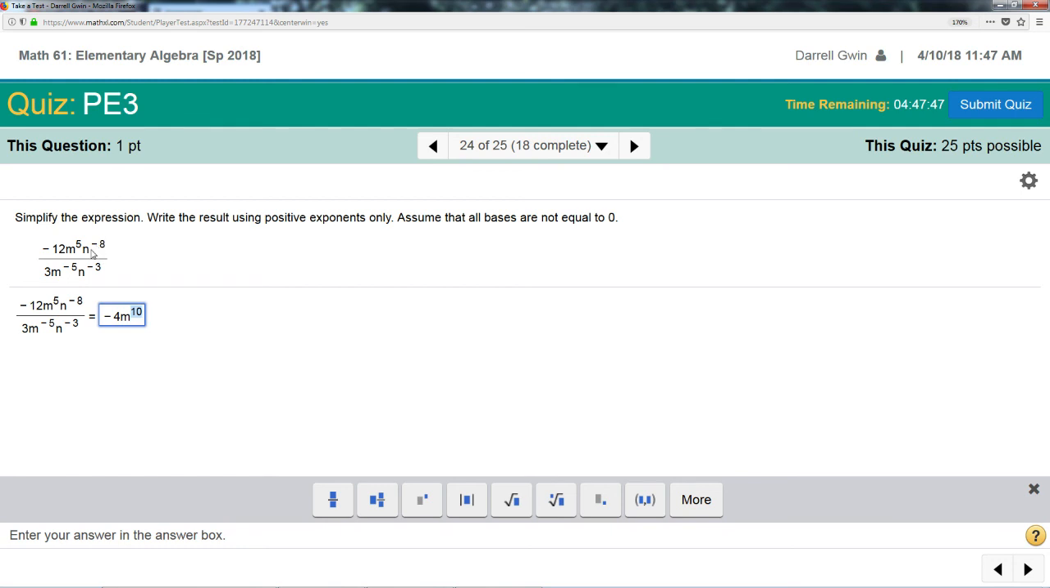These are going to switch sides. N to the negative 8 is going to go to the denominator and become n to the positive 8. And 3 n's are going to go to the top, n to the power 3, and 3 will cancel out, leaving 5 n's on the bottom.